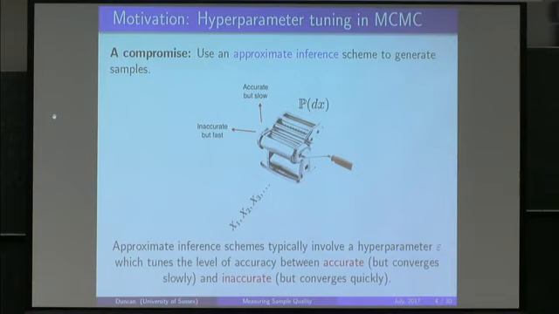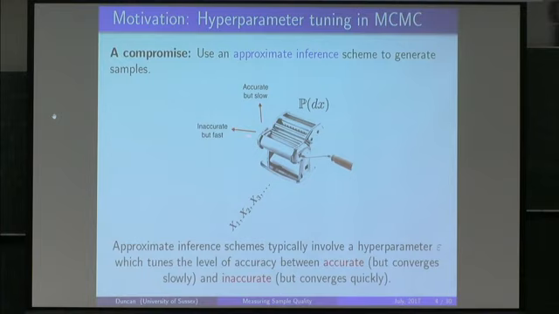A caricature of such an approximate inference method would be this. I think it's a pasta machine, I'm not sure. Basically, you have your target distribution P, you have a knob here, which is determined by a hyperparameter, which I'll call epsilon, and you crank the shaft and samples will come out, and you hope that the empirical distribution that comes from those samples will converge to your target distribution.